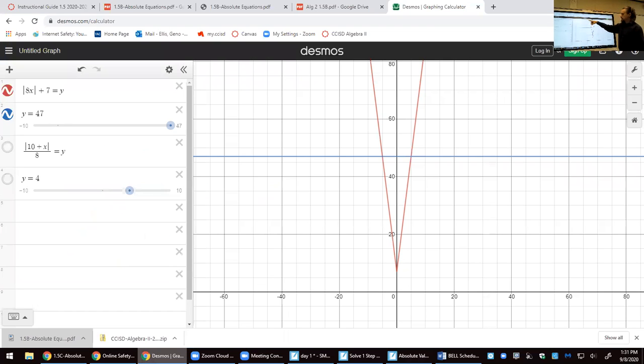Here's our graph of the absolute value of 8x plus 7. And we see where when y equals 47, we do get negative 5 and positive 5, just like we said. If you keep graphing these, it's interesting to see what they look like. There's a correlation between how these graphs look compared to your quadratic equations, as far as there's this vertex here, the way it opens up, how much it opens. So it might start jogging your memory of quadratic equations from last year.